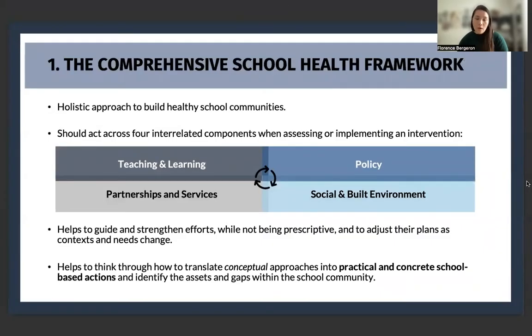So the first part is the comprehensive school health framework. This framework is a holistic approach to build healthy school communities. It is internationally known, and hopefully you've heard of it already. It's really a framework that tries to implement good health strategy in school, and that includes physical health, nutrition, sexual health, and also substance use.